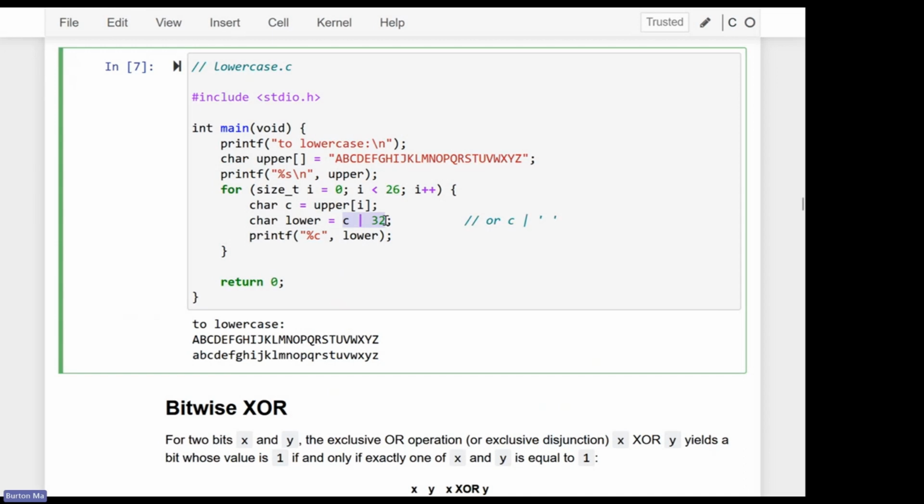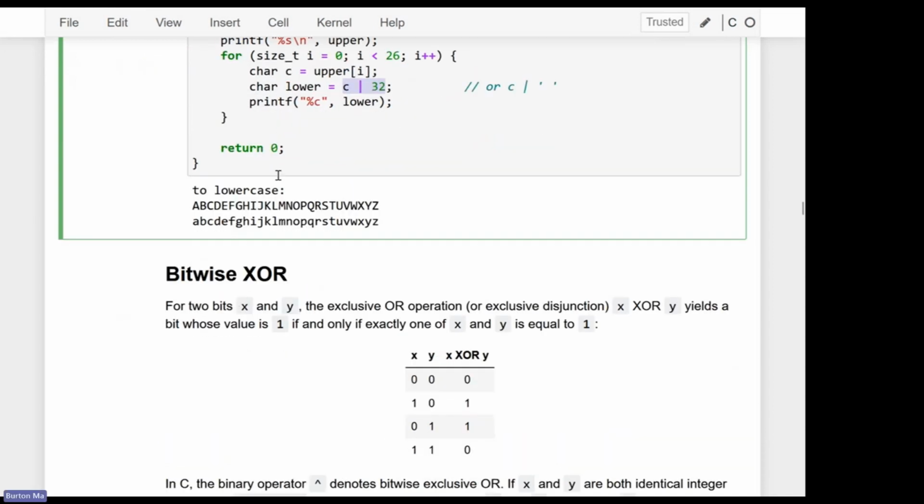So there's a cute trick. This only works if you're actually using, in this case, ASCII or the Unicode standard. The reason this works is because the difference between these two, remember, chars are just ints, happens to be 32. If I force that bit to be equal to 1, it turns out that it converts the uppercase letters to lowercase. So that's cute.